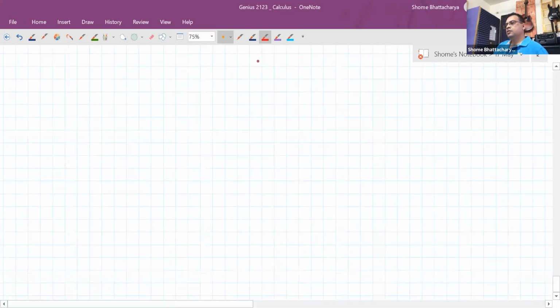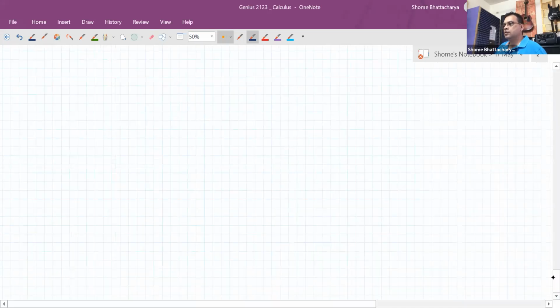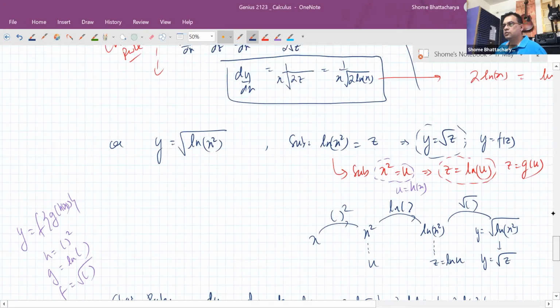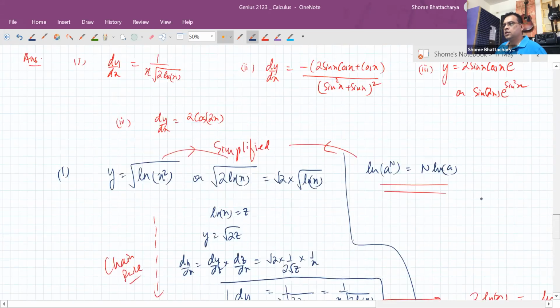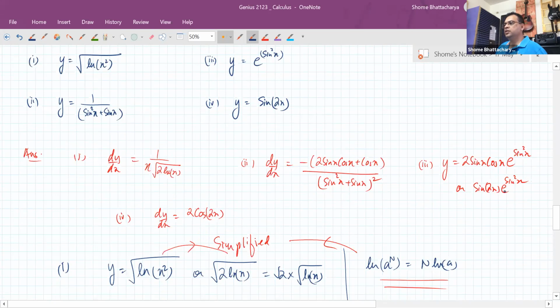Okay. So could you please show the answer for the third one? Third one, okay, this one. Yeah, you can write it as 2 sin x cos x into e raised to the power sine square x, or you can further simplify it and write it as sine 2x multiplied by e raised to the power sine square x.